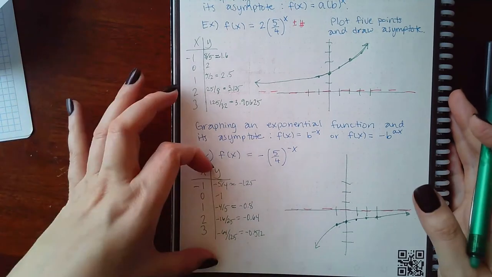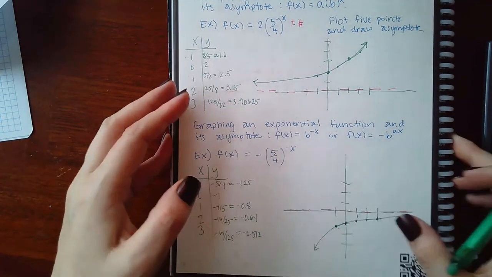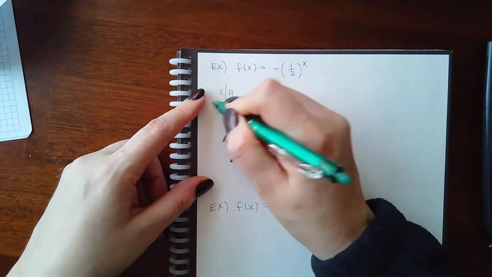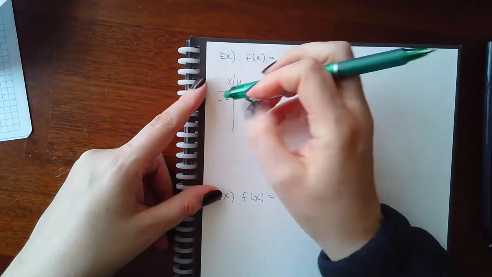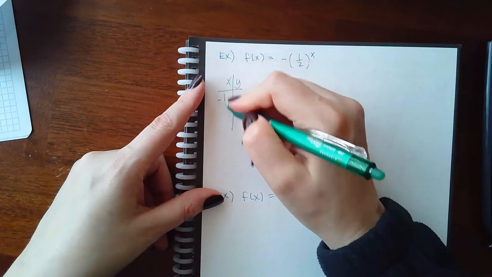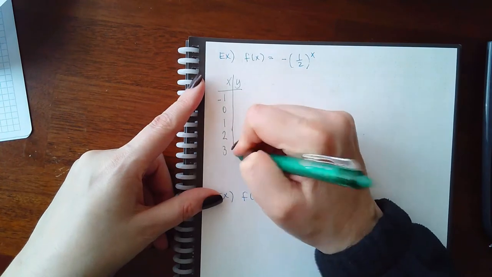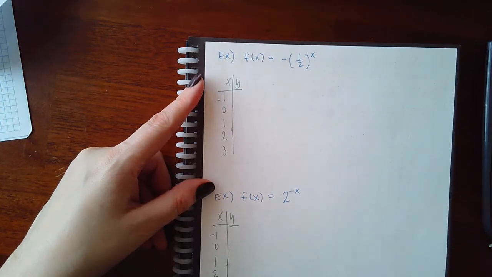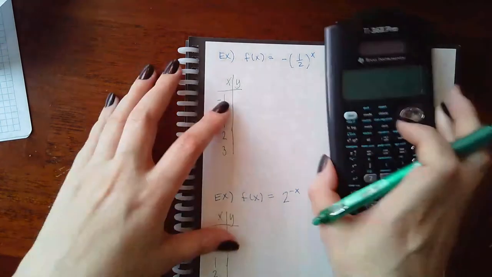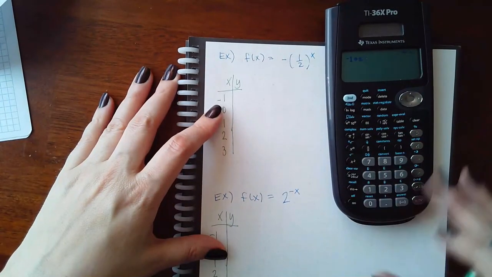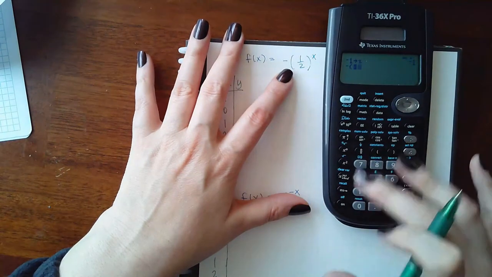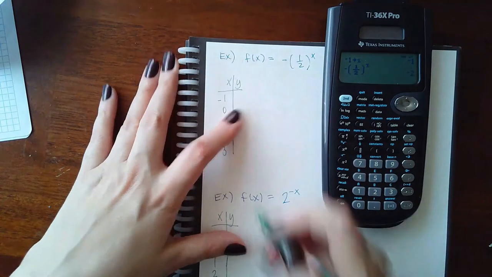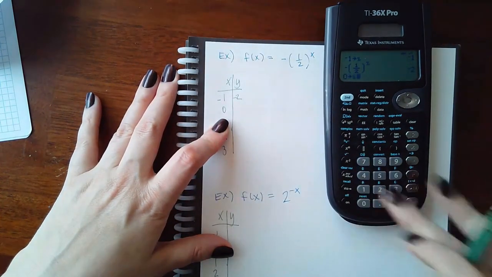You get the idea. Make the table, plot the points, make sure you plot your horizontal asymptote, and then hit the graph button. So same thing for all of these. It's just more examples, but they're exactly the same method. So plug in negative 1, 0, 1, 2, 3. Same thing here. Negative 1, 0, 1, 2. So let's see, negative 1, store x, and then we're going to program our calculator to do this. Okay, so we get negative 2.